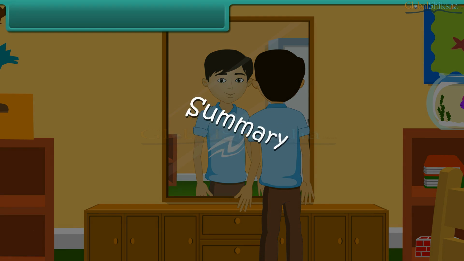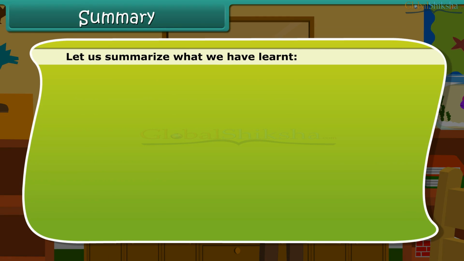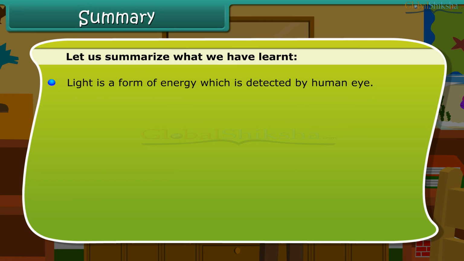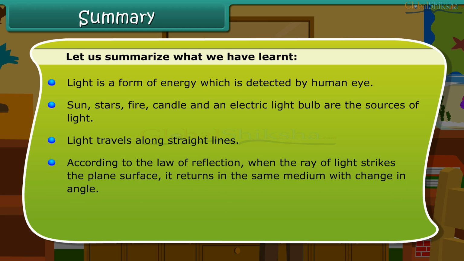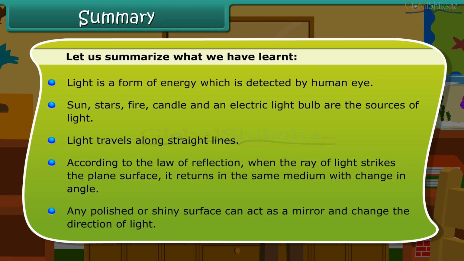Summary. Let us summarize what we have learned. Light is a form of energy which is detected by human eye. Sun, stars, fire, candle, and an electric light bulb are the sources of light. Light travels along straight lines. According to the law of reflection, when the ray of light strikes the plane surface, it returns in the same medium with change in angle. Any polished or shiny surface can act as a mirror and can change direction of light.